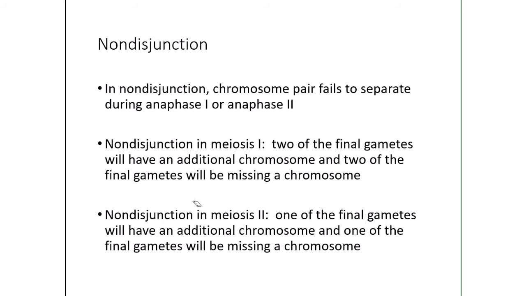So in a sense, a nondisjunction in meiosis 2 is less damaging than in meiosis 1, okay? Because in meiosis 1, all 4 of the final gametes are going to contain errors. Either you have extra chromosomes or you have missing chromosomes. But if it happens in meiosis 2, at least 50% of the gametes are going to be okay. So why is it different, and how does it actually look?